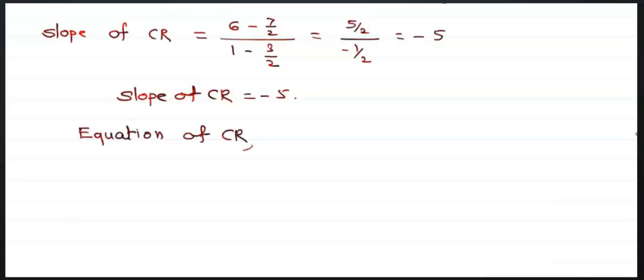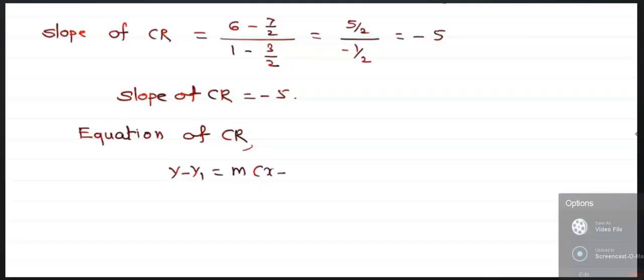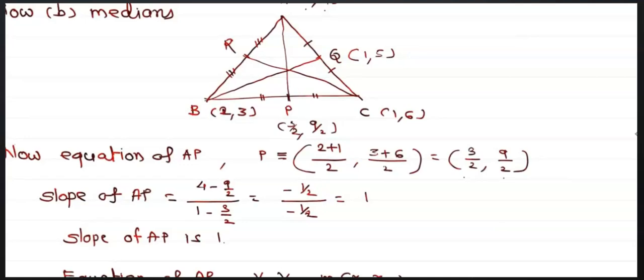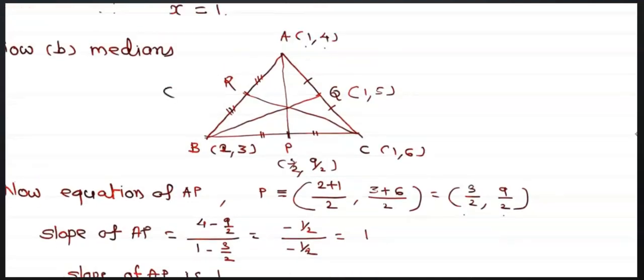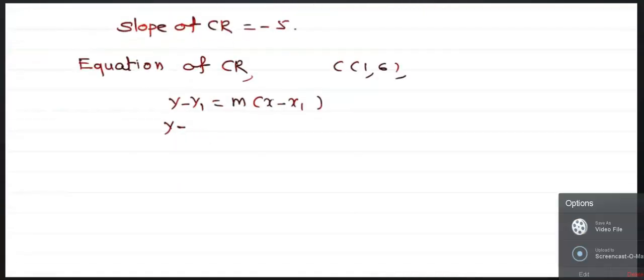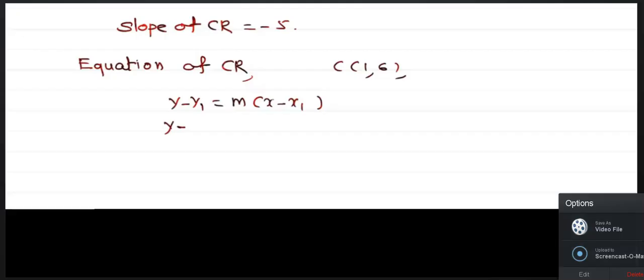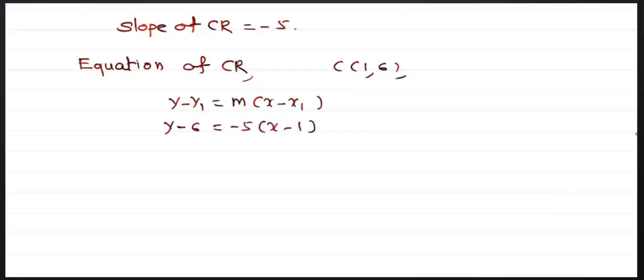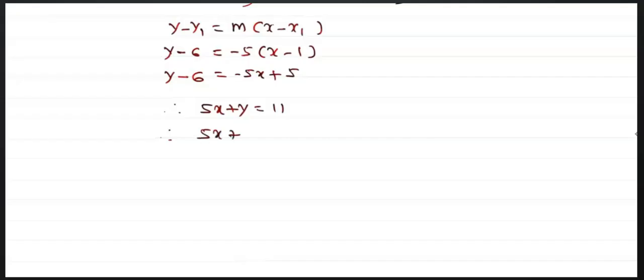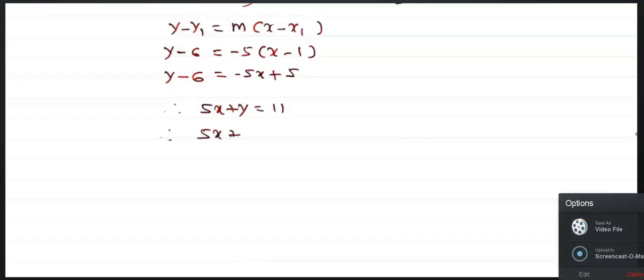Now the equation of CR: y minus y1 is equal to m in bracket x minus x1. Equation of CR, y minus 6 is equal to minus 5 in bracket x minus 1. Y minus 6 is equal to minus 5x plus 5. Therefore, 5x plus y is equal to 11.